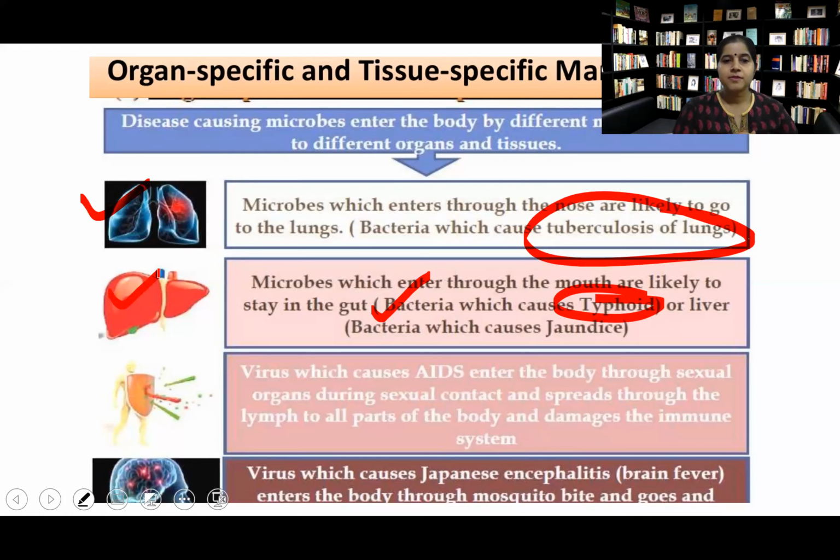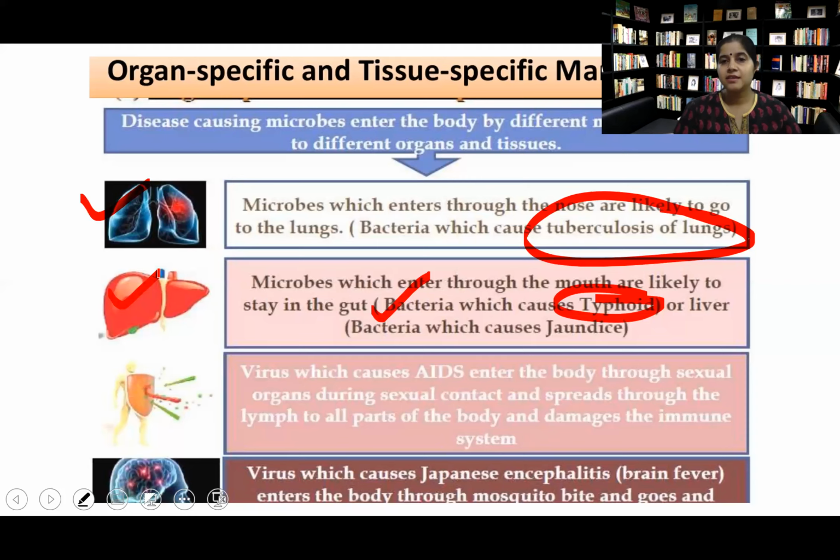And third is viruses which cause AIDS. They enter the body through sexual organs during sexual contact and spread through the lymph to all parts of the body and damage the immune system. As you all know, AIDS is a sexual disease, it is spread by a virus, and the name of the virus is HIV, and the entering point is through sexual contact, through sexual organs. So we should be careful about it.